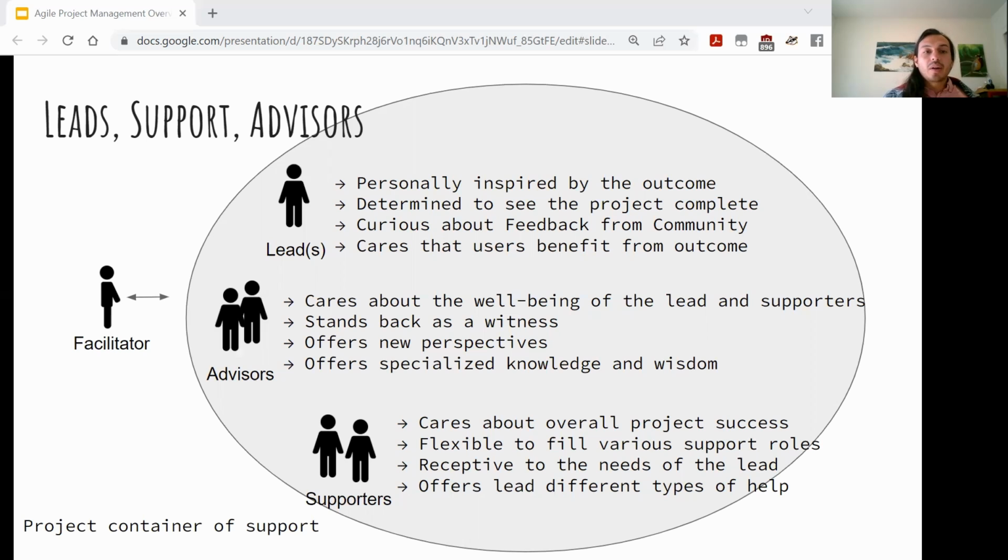Advisors are a certain type of support. They care about the well-being of the lead and the supporters, and they tend to look more at whether the people involved are working efficiently, and have the best perspective from a project management perspective. The advisors tend to stand back as witnesses. They witness and then they share what they see. And they often have specialized knowledge and wisdom because of having experience in doing this sort of work in the past.